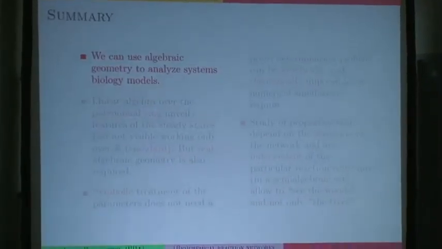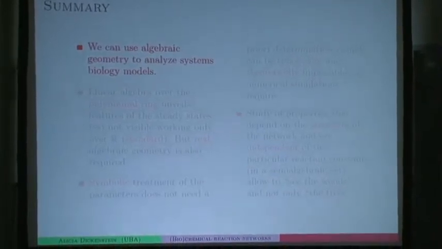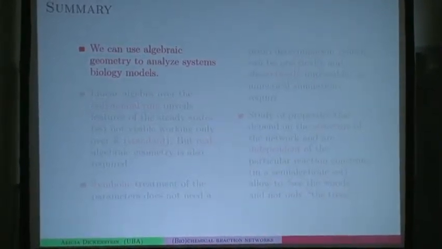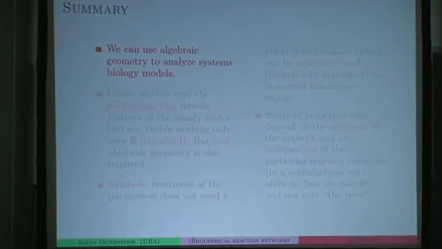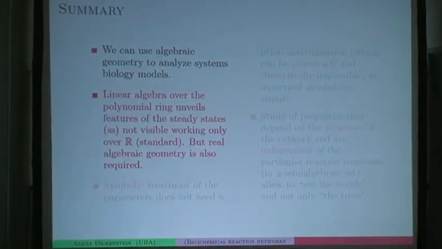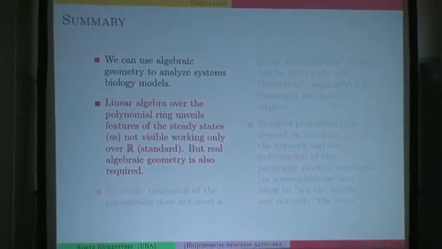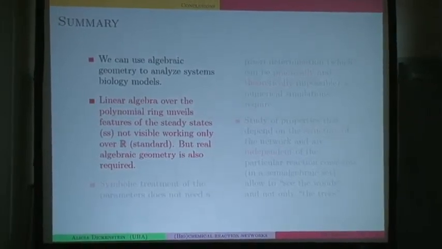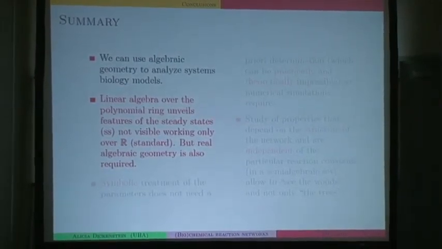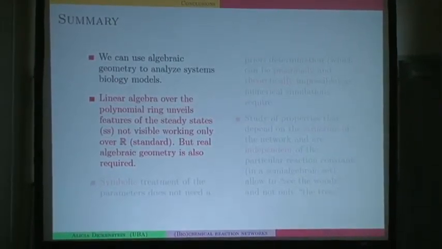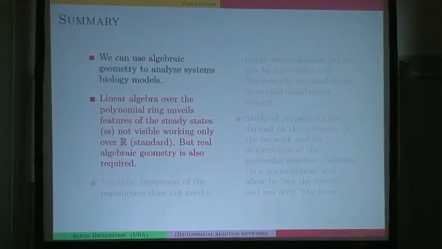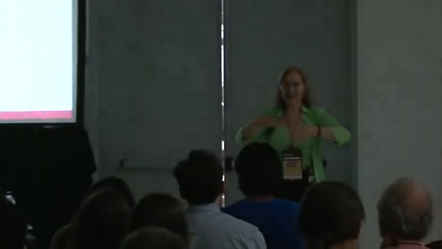To conclude, let me summarize what I tried to transmit to you. First, we can use algebraic geometry to analyze systems biology models. Linear algebra does a lot of things, but working over the polynomial ring gives more information. But also, if you work in the polynomial ring, as I told you, just with algebraic computations, everything that we're going to say will also be valid for complex solutions.